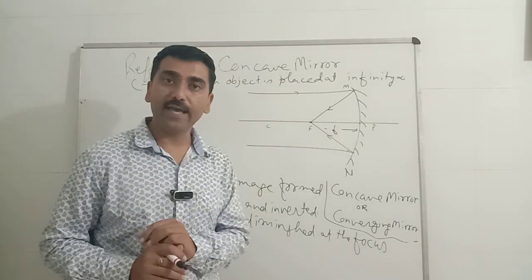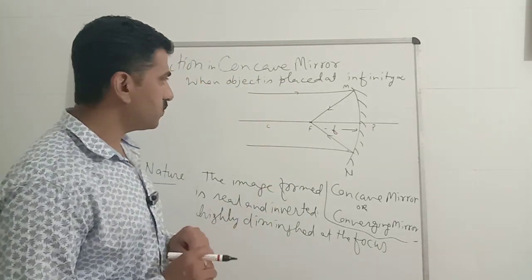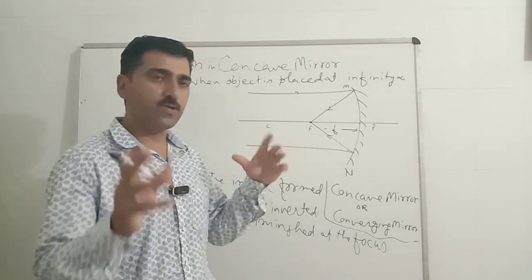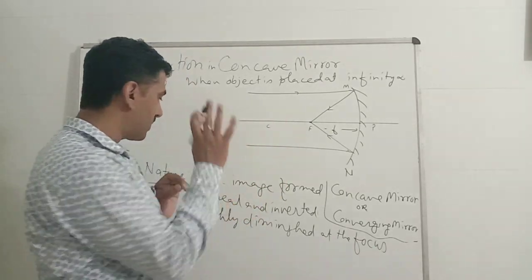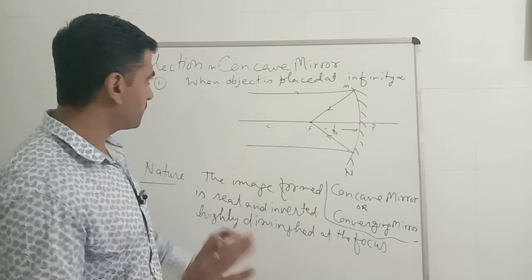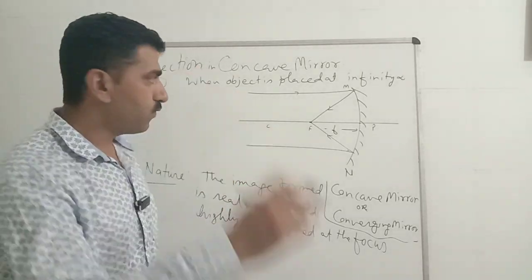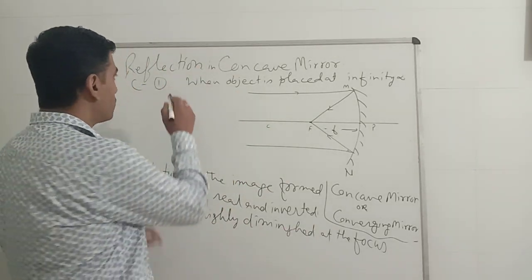This is the ray diagram. Very simple, very easy to do. If the case will come directly, you have to make the diagram and just write the nature. You will get 1 mark. So let's go for the second case by just modifying it.